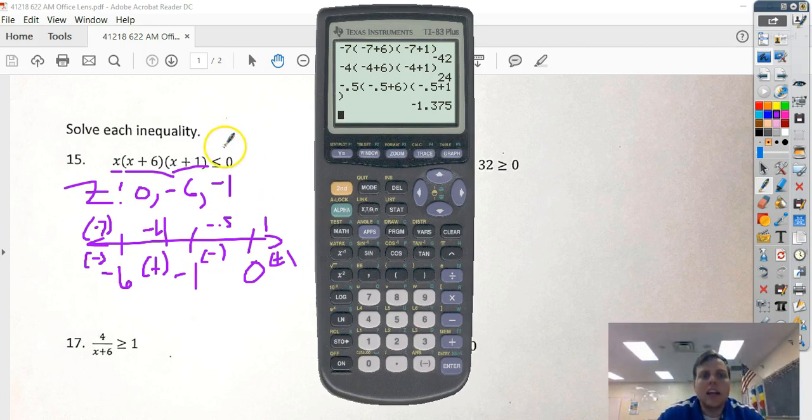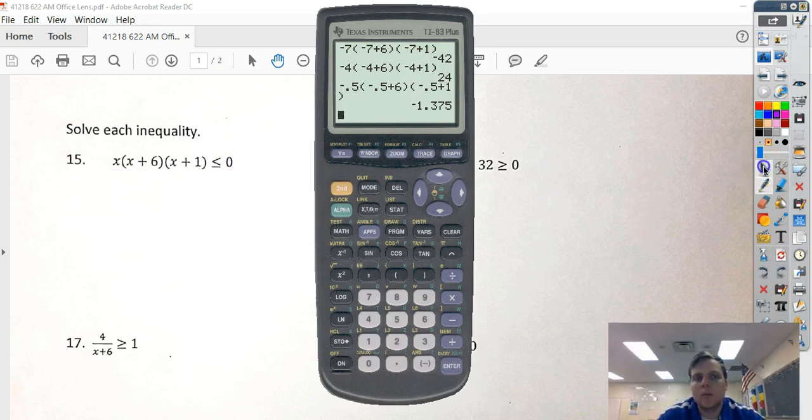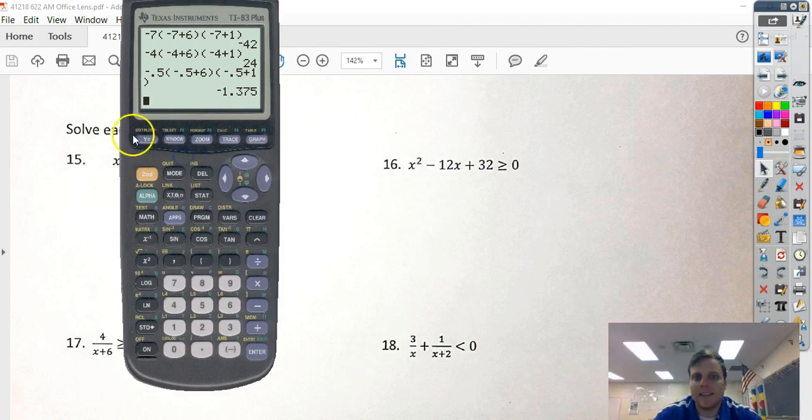Alright, so now look at what the answer wants. Less than 0. So those are negative values, right? So where were my negative y values being created? What x intervals? This x interval and this x interval. So I have two intervals that create negative outputs. So negative infinity to negative 6: parenthesis, and this gets a bracket because it's equal to. And negative 1 to 0. Negative 1 to 0, and those both get brackets. Okay? Let's go on to problem 16 now. Alright, 16 is exactly the same.